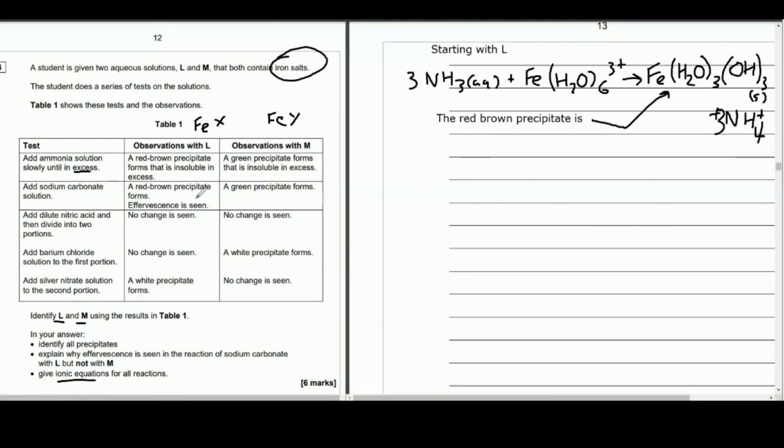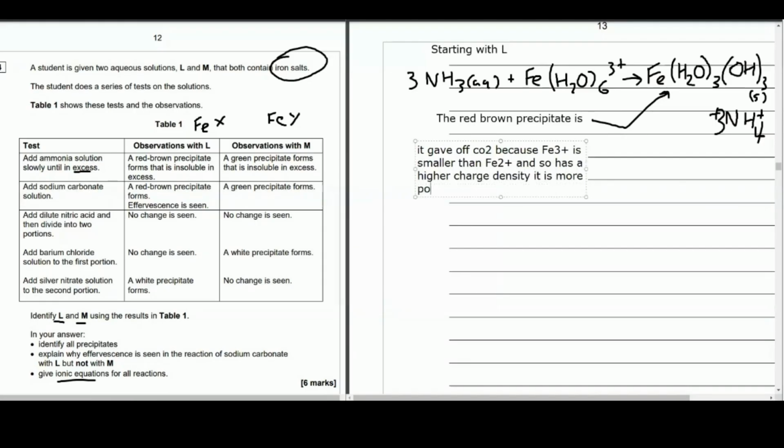So you need this ionic equation, but you won't get the mark for this equation unless you also do the equation for L when it is reacted with sodium carbonate solution. So we're going to do that one now. Now, why did it give off effervescence? Why did it give off carbon dioxide, L, when reacted with sodium carbonate solution?